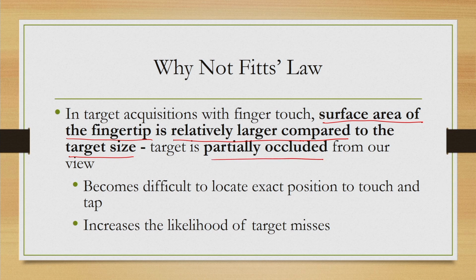So, when that happens, then it becomes difficult to locate the exact position of the target, to locate the exact position where we need to touch to select the target, and that in turn increases the likelihood of target misses. So, we are touching, but we are unable to see where we touch. So, in that case, we may touch at a wrong place than the one required to select a particular object, and so we are likely to miss in our selection task.